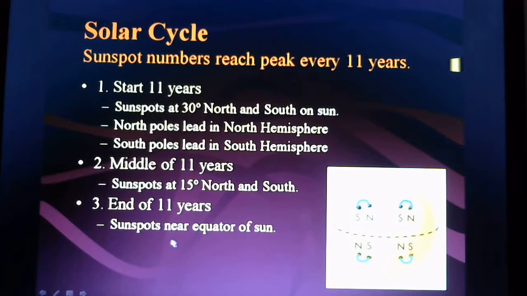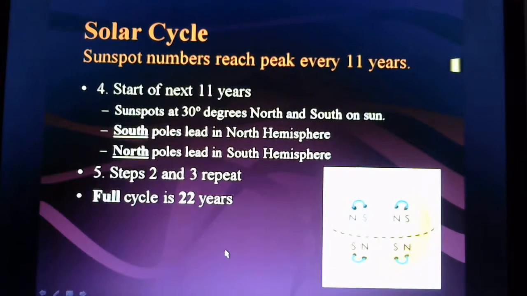Now, was that the end of the solar cycle? No, that was the end of the sunspot numbers reaching a peak every 11 years. However, what happens with the north and south pole pairs is really crucial to following a full solar cycle.